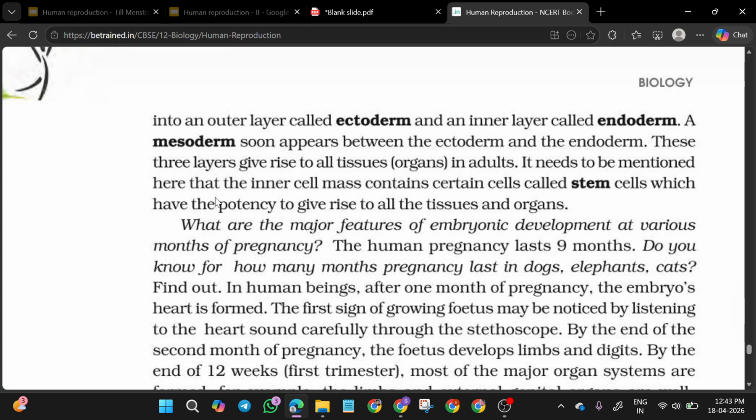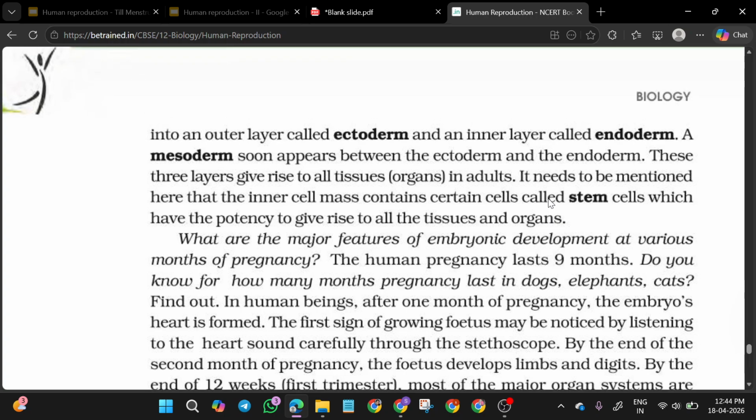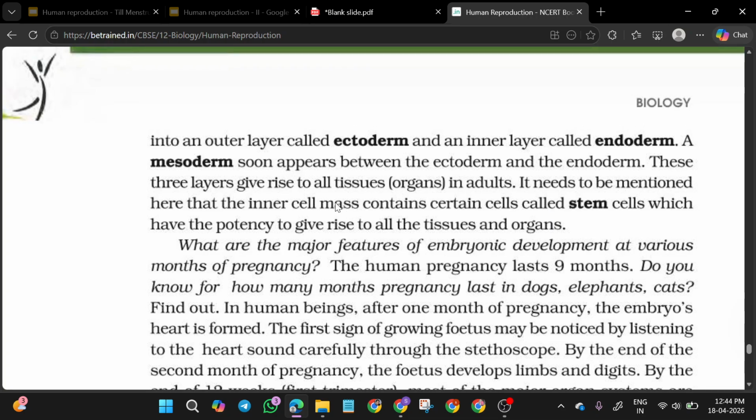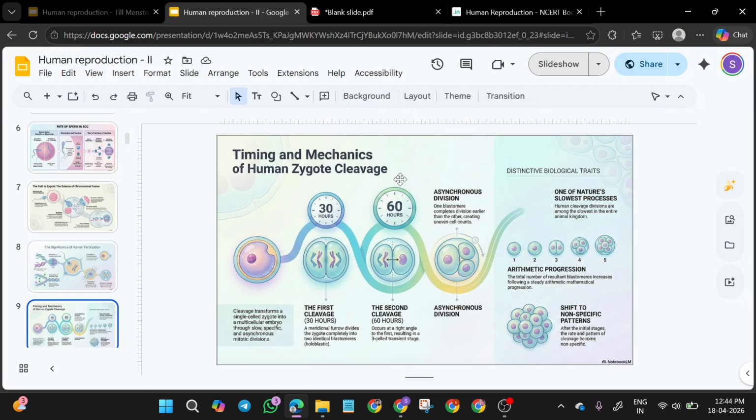It needs to be mentioned here that inner cell mass contains certain cells called stem cells which have the potency to give rise to all the tissues and organs. அதுதான் வந்து அந்த ஸ்டெம் செல்ஸ்னு சொல்லுவாங்க. அந்த செல்ஸுக்கு வந்து நம்ம பாடியில் இருக்கிற எல்லா டிஷ்யூ அண்ட் ஆர்கன் அதுலேருந்து நாம டெவலப் பண்ணலாம். தட் இஸ் ப்ளூரிபொட்டன்சி அப்படின்னு சொல்லுவோம். Pluripotent in nature means அந்த ஒரு particular cell இருந்து நம்ம என்ன செல் என்ன ஆர்கன் வேணா we can able to form. That is what they are telling. So even more detail we will see here.